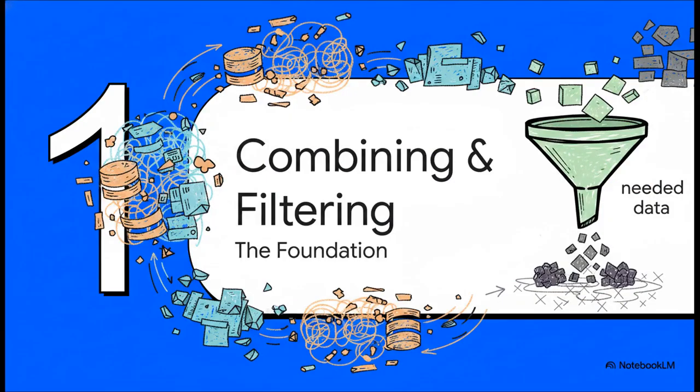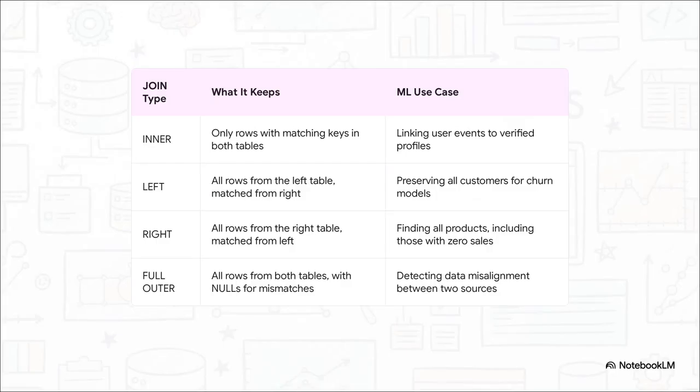Okay, let's start at the beginning with the absolute fundamentals. Before you can even think about building cool features, you gotta get the right data, stitch it together from different places, and then trim it down to just what you need. Now, check this out. The type of join you choose isn't just a technical detail. It completely shapes your dataset for the problem you're trying to solve.